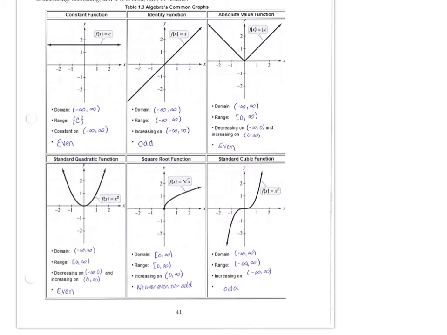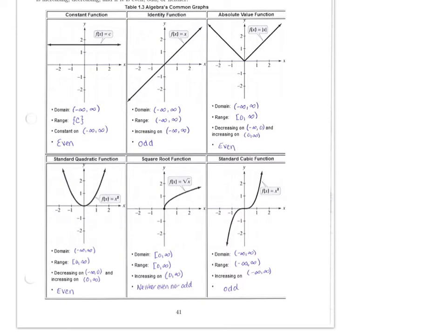In the bottom row, the fourth function is called the standard quadratic function, f of x equals x squared, and we've seen this one before. We can square any number we want, so its domain is all real numbers, but when we do that, we won't get anything negative, so the range is from 0 to infinity. It's decreasing for negative numbers, but it's increasing for positive numbers, and it's an even function.